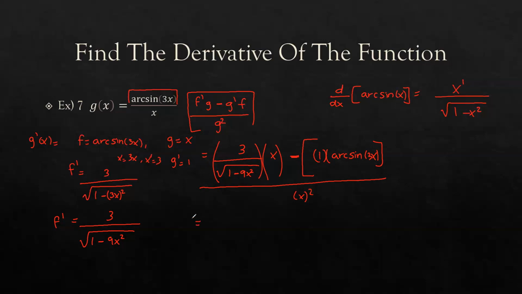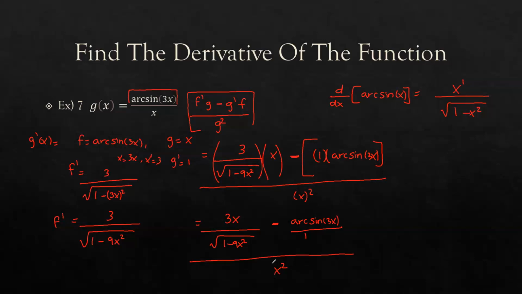So let me clean this up. This times this, that's 3x over square root of 1 minus 9x squared, minus 1 times arc sin of 3x is just arc sin of 3x over 1. And then it's all over x squared.